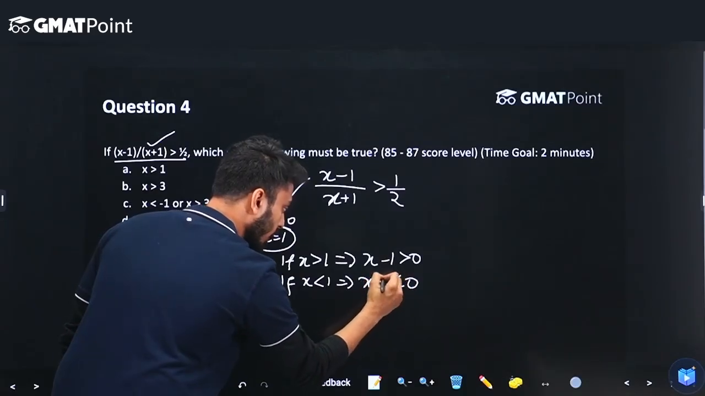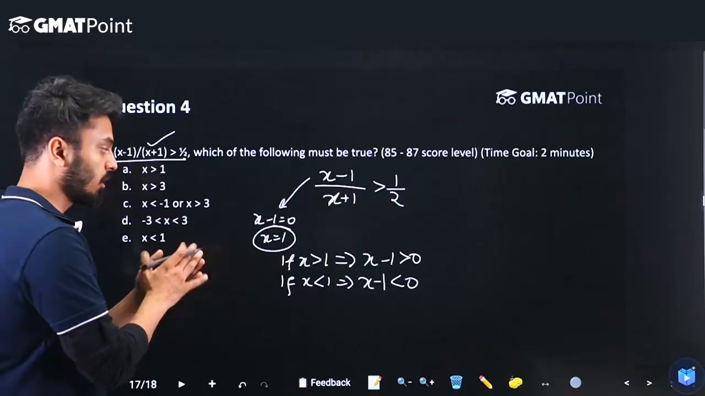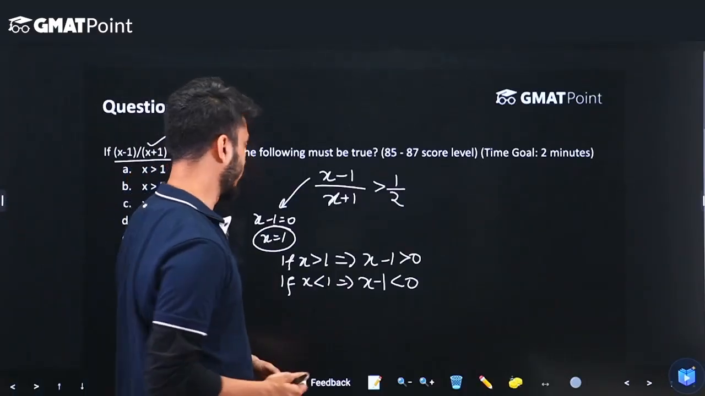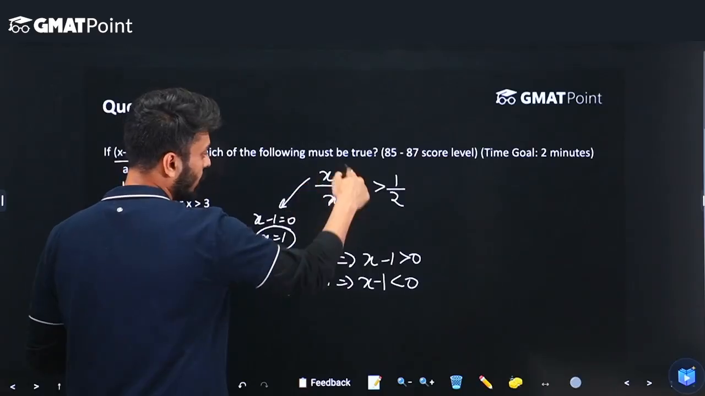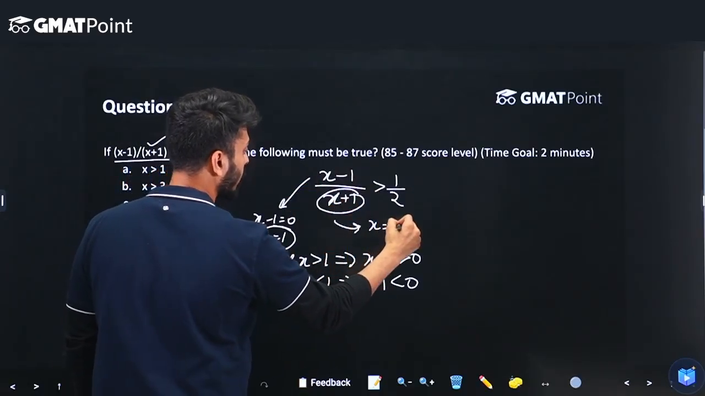These are what we call critical points. These are the points where any function changes its sign. It goes from either positive to negative or negative to positive. This is why we call them critical points. So we can see from here we get the point x equals 1. From here, similarly, we would get the point x equals minus 1.